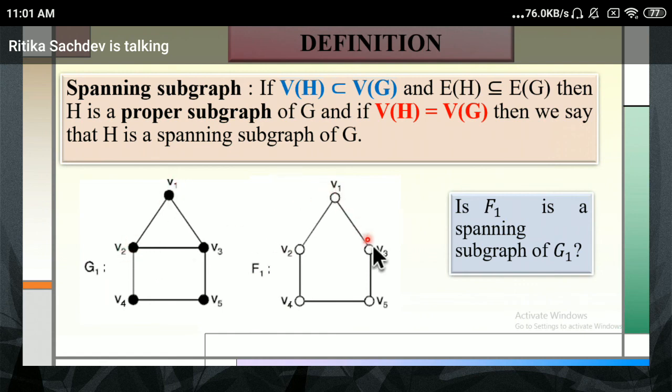Yes. V1 is connected to V3. Is it there in this graph? Yes. V2 to V4? Yes. V3 to V5? Yes. V4 to V5? Yes. What is not there is V2 to V3. That's okay because we said your edge set should be a subset. So if I remove this, I'm getting a subgraph. So we'll say F1 is a spanning subgraph of G1. Please take a screenshot for this.